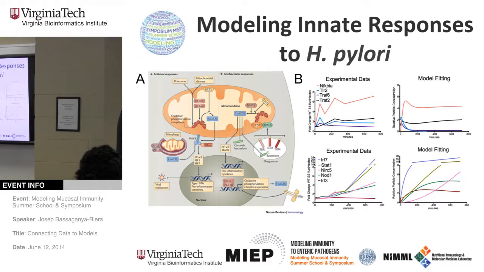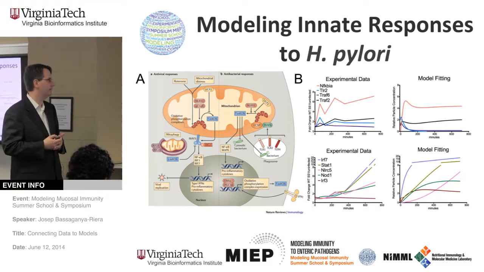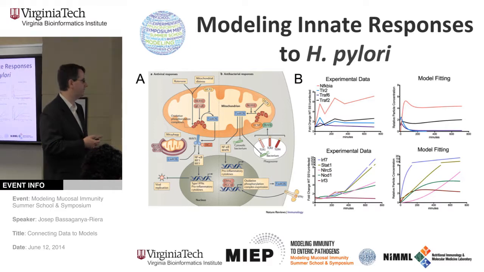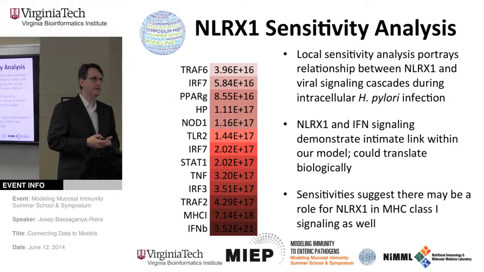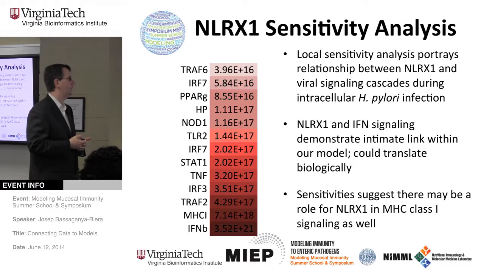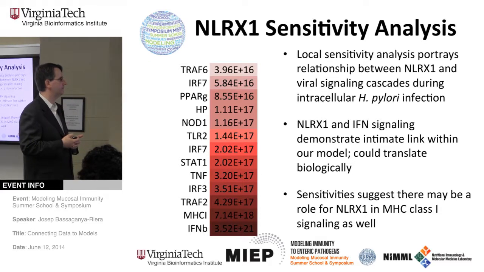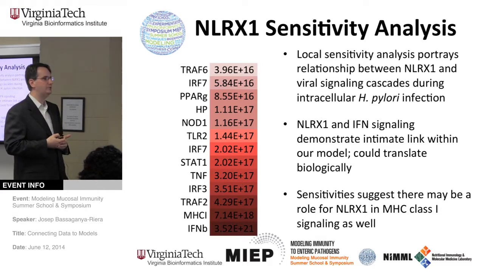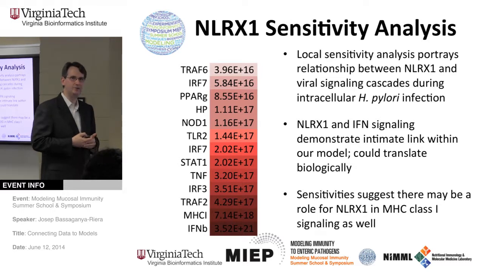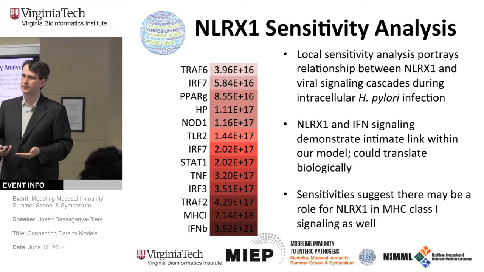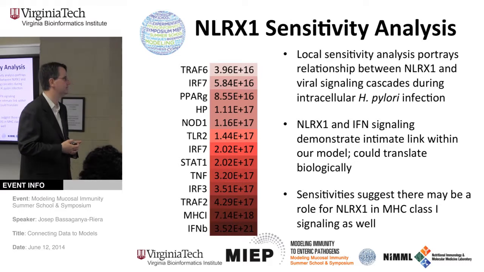If we look at the fitting, our model was able to fit the experimental data well enough. There was a discussion about fitting, and there was a comment from Adria about a 5% difference between experimental and computationally generated data. And then we ran a sensitivity analysis in the context of this model. We looked at the local sensitivity for NLRX1, and we are seeing that there's a relationship between NLRX1 and the kinds of molecules that would be involved in viral signaling cascades. Of course, H. pylori is not a virus, but nonetheless, the pathways that are being upregulated are viral signaling. So we would expect those pathways in the context of influenza infection, for instance.